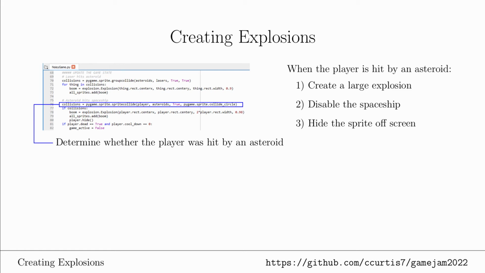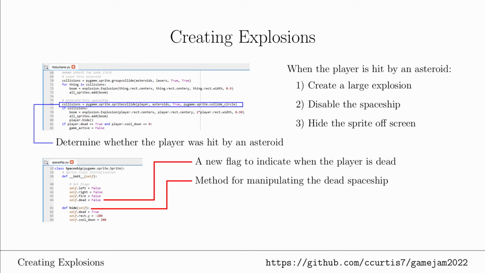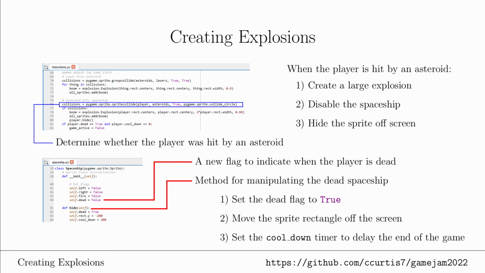You might also try to do this by destroying the sprite completely, but we're going to use the player sprite to hold other pieces of information that we're going to need. Inside of our spaceship class, we're going to add a dead flag and a hide method to hide the spaceship off screen. For the hide method, all we need to do is set the dead flag to true, move the spaceship off the screen, and set the cooldown timer so that we can watch the explosion fade away.